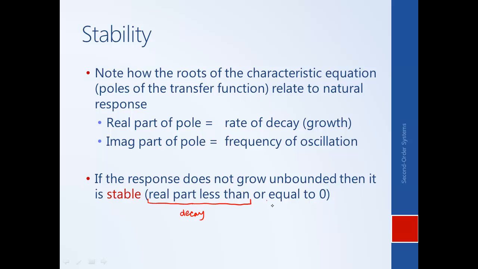If the real part is equal to 0, then we get an exponential with an exponent of 0, which is equal to 1, which means that the natural response neither decays nor grows. It either is constant or the amplitude is constant. So this is a basic definition of stability. There are some more nuanced definitions of stability that we're going to discuss briefly.